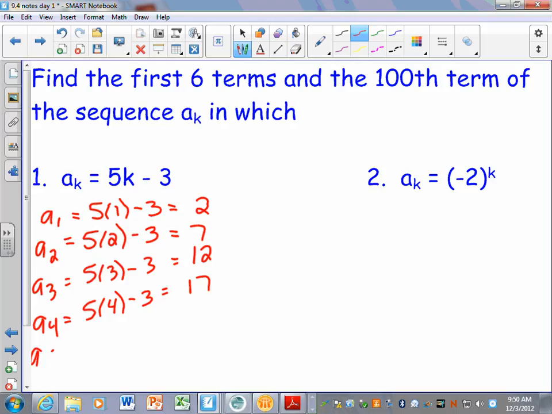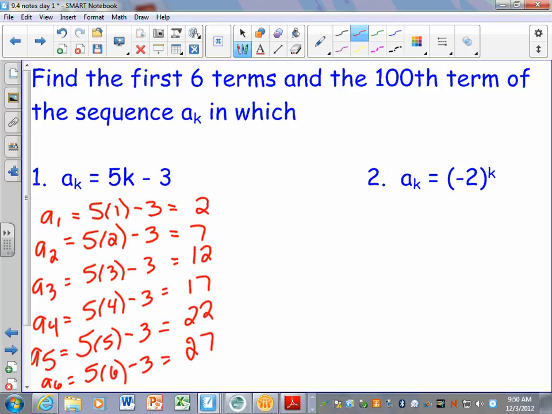A sub 5 is 5 times 5 minus 3, or what would that be, 22? And a sub 6 would be 5 times 6 minus 3, or 30 minus 3, which is 27.